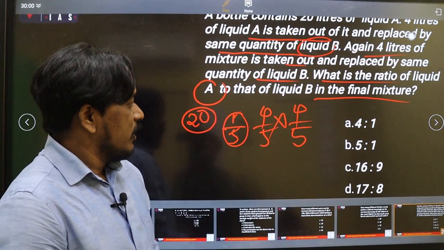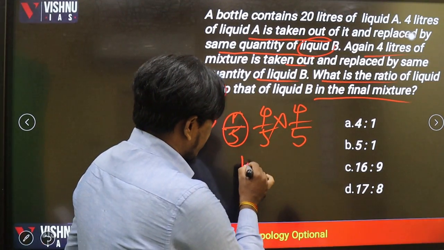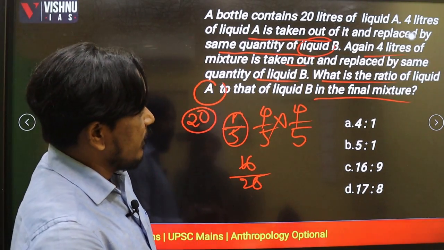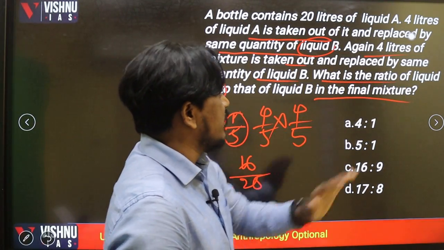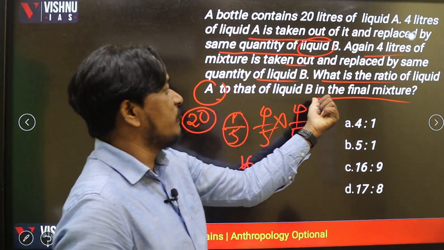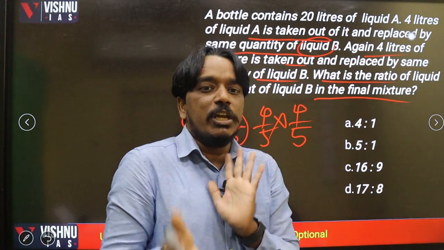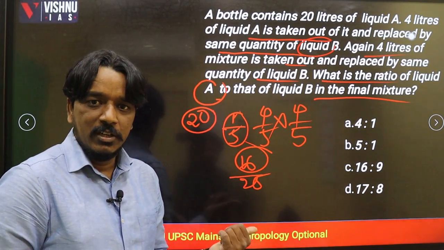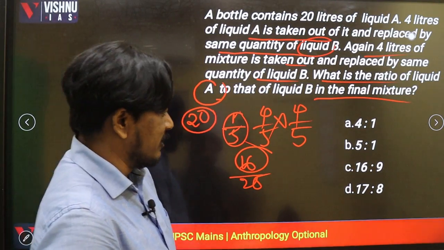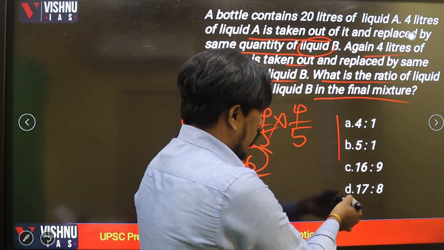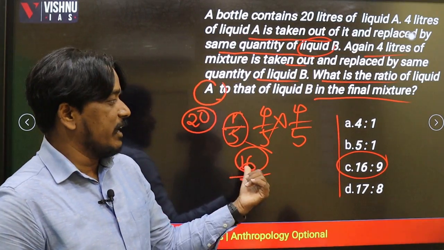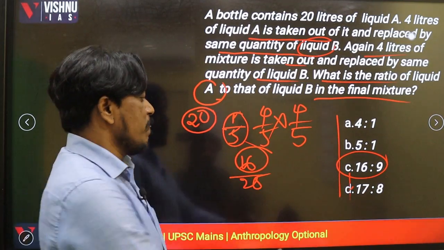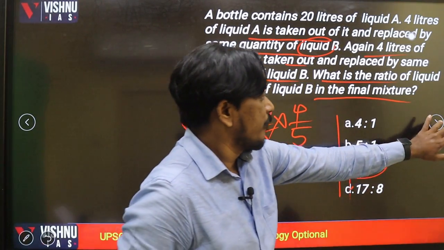Clear? 16 by 25 we are getting here. So what is the final thing? What is the ratio of liquid A to that of liquid B? Liquid A to liquid B we have to calculate. Here the present liquid A is 16 parts out of 25 parts. So in these 25 parts, if you subtract 16, the remaining part is 9. According to the options, the A to B ratio, already we are getting 16. Based on that, we can answer directly: C is the correct answer. So 16 and 9, total parts becomes 25.